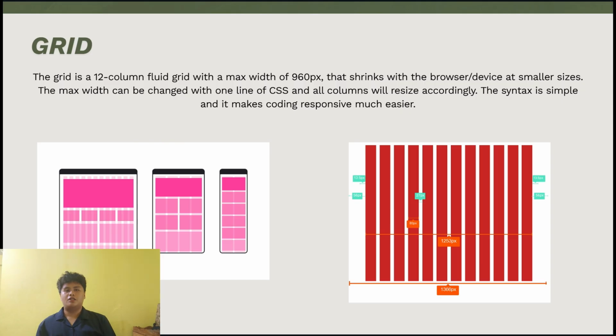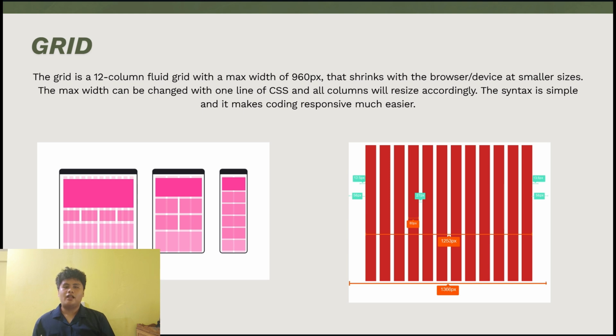Hello everyone! So now let's talk about the foundational elements of our design system, starting with the grid. The grid is absolutely crucial for ensuring a consistent and responsive layout across all devices. This is the heart of Skeleton's responsiveness. It's a 12-column fluid grid that has a maximum width of 960 pixels. The fluid aspect means the content area automatically shrinks along with the browser or device size, making the grid inherently responsive out of the box.